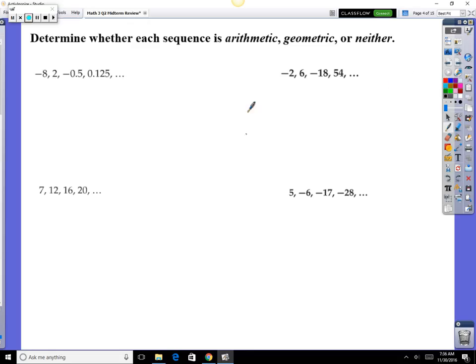Okay, now sequences. Arithmetic sequences, they're linear. They grow by addition or subtraction. Geometric sequences, those are exponential. They grow by times. So here we go.